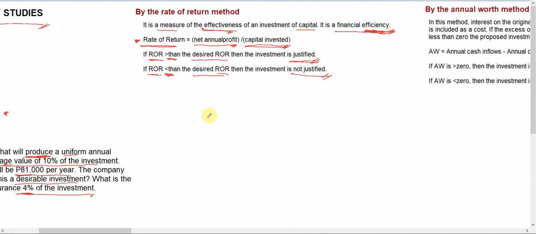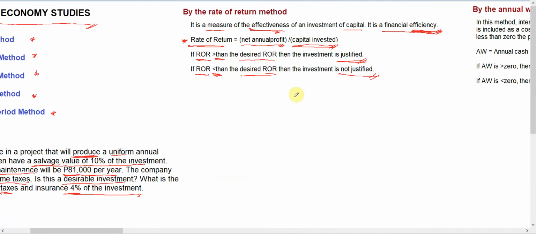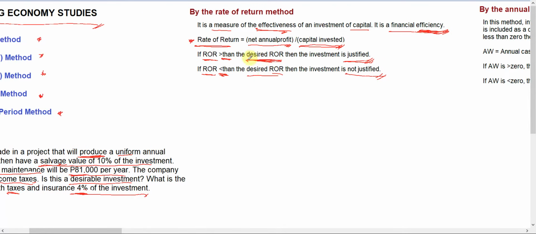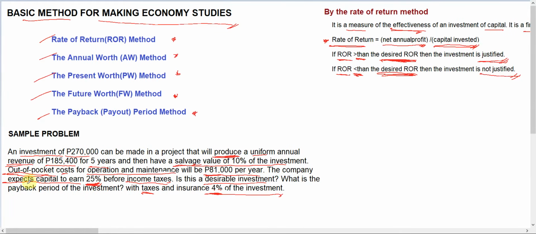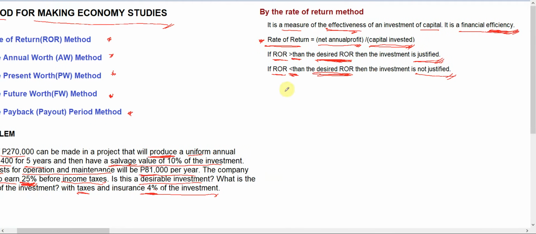Okay? So, apply natin dito sa problem. So, yung desired rate of return, okay? Actually, nandito na yan. Nabasa na natin yan, di ba? The company expects capital to earn 25%. Yan. Actually, yan na yung desired rate of return natin. Palitan ko lang yung kulay. So, yan na yung desired rate of return natin, yung 25%. So, percentage. Desired ROR is equal to 25%.